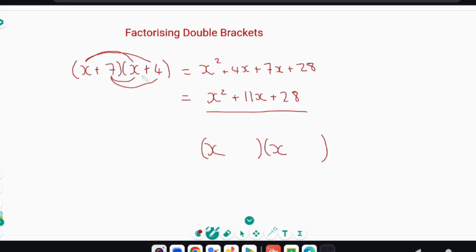Let's look at the connection between 7 and 4 and these numbers here. If you notice, 7 times 4 is 28 and 7 plus 4 is 11. So what we'd be looking for are two numbers that multiply to give 28 and add to give 11. What are those two numbers? 7 and 4, because 7 times 4 is 28, 7 plus 4 is 11. So x plus 7, x plus 4.